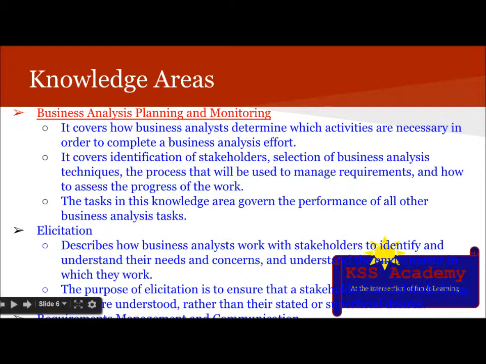What is elicitation? It describes how business analysts work with stakeholders to identify and understand their needs and concerns, and understand the environment in which they work. The purpose of elicitation is to ensure that the stakeholders' actual underlying needs are understood rather than their stated or superficial desires.